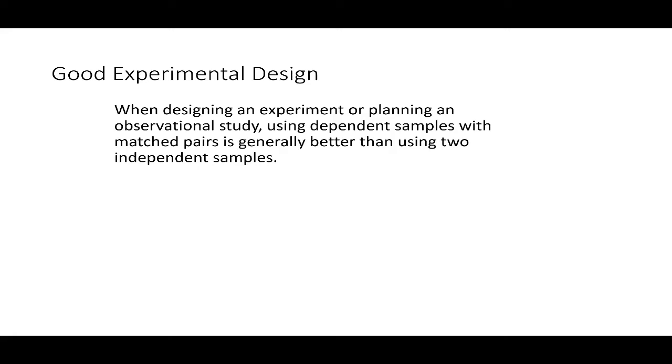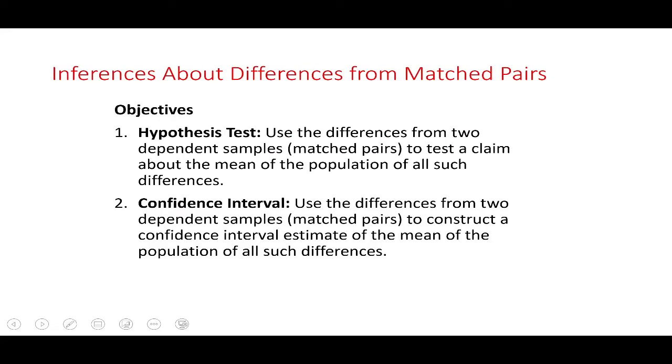So when designing an experiment or planning, using dependent samples is very useful, better than using two independent samples. First of all, we try to do the hypothesis test here. Use the difference from two dependent samples, matched pairs, to test a claim about the mean of the population of all such differences, and then create the confidence interval. How do you do that?